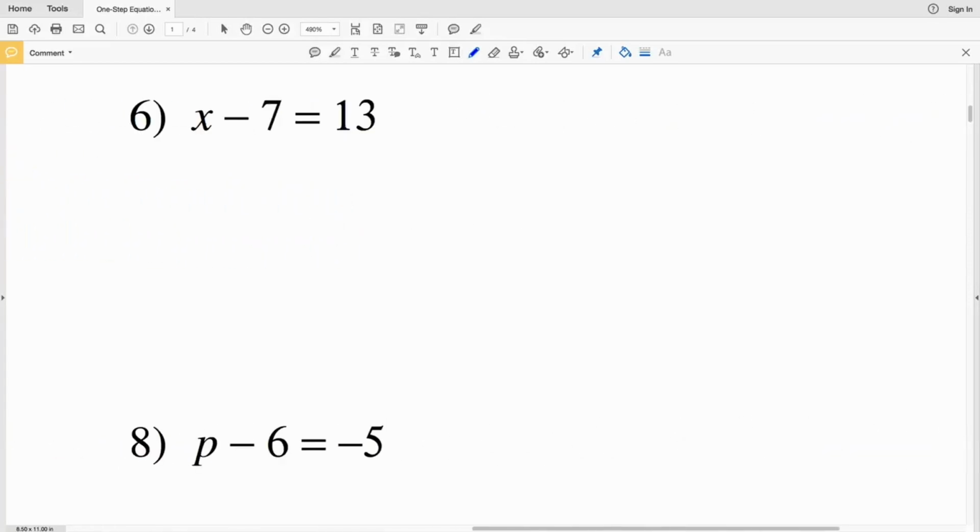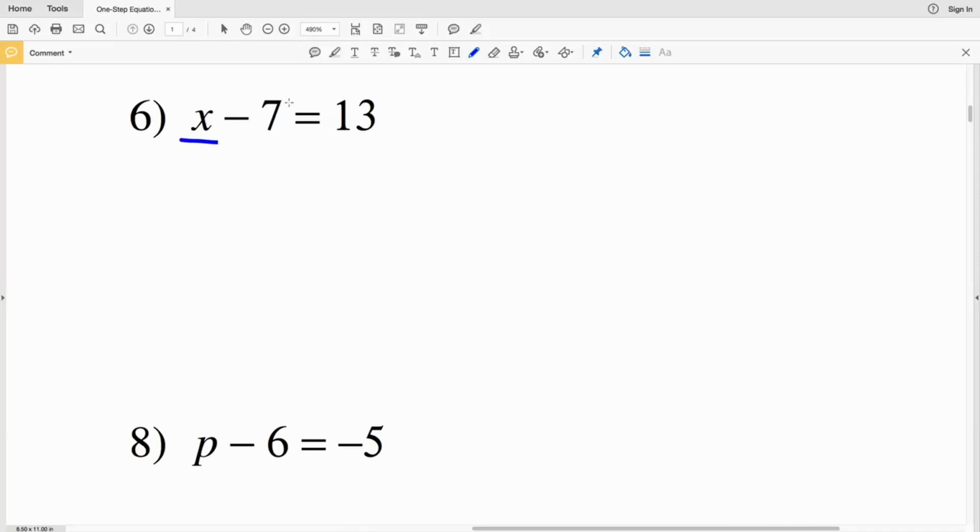Now for number 6, it switches up our operation. Now we have a variable minus a quantity as opposed to adding a quantity. But we're still isolating this x, trying to get it by itself. So we need to create x plus or x minus the value of 0, because x plus 0 or x minus 0 is just x.